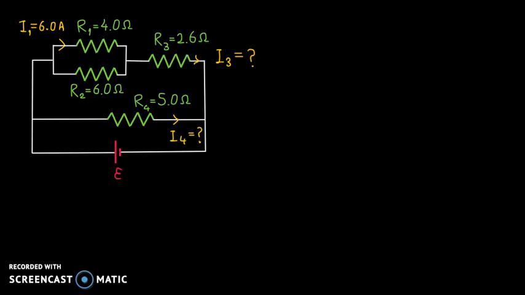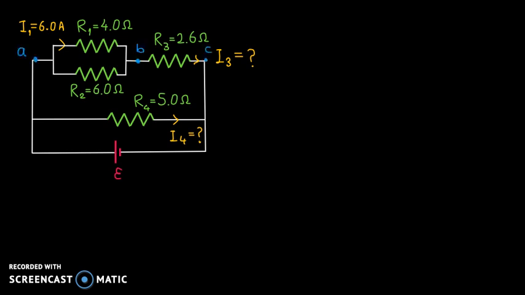We have a circuit as shown in the picture. There are 4 resistors. All the resistance values are known. Also, the current passing through resistor 1 is known, so that's 6 amps. We'd like to calculate the current passing through R3 and the current passing through R4.